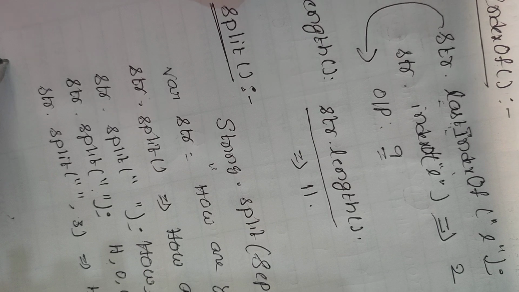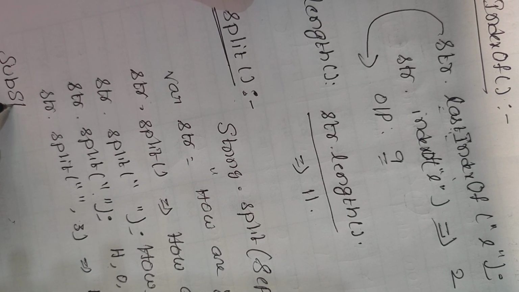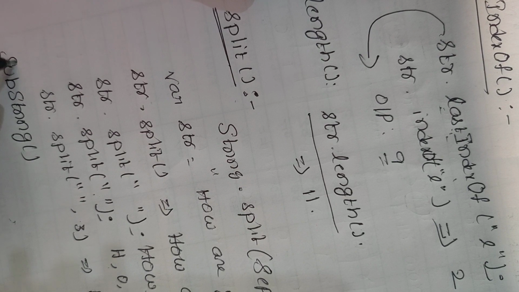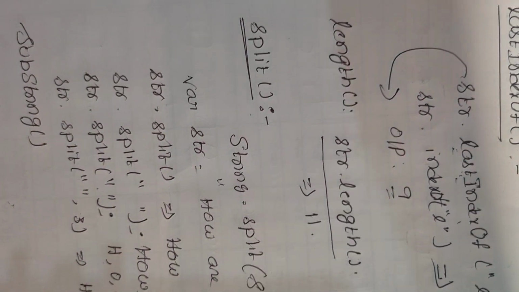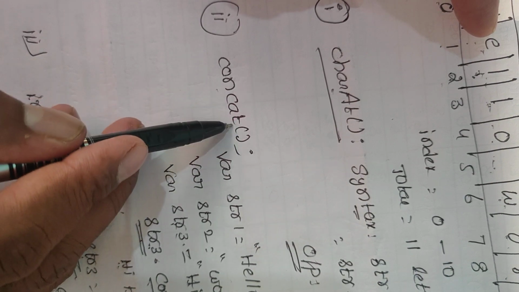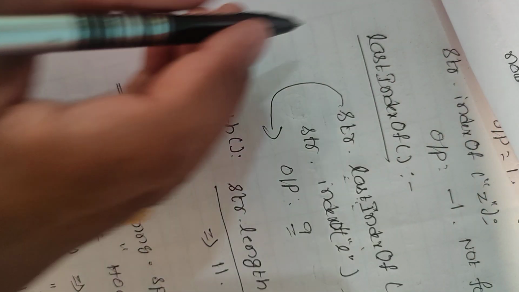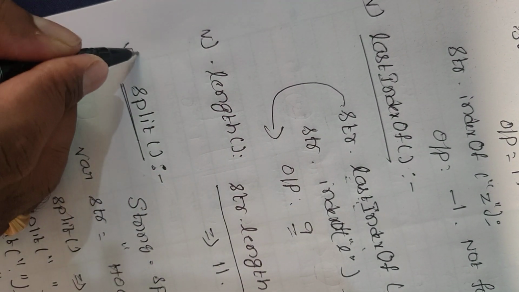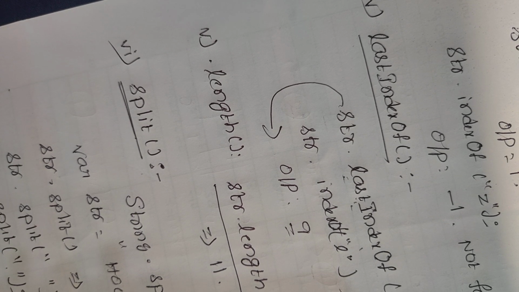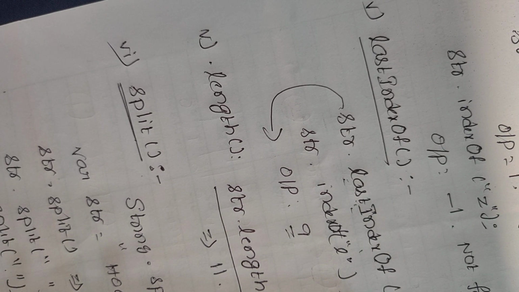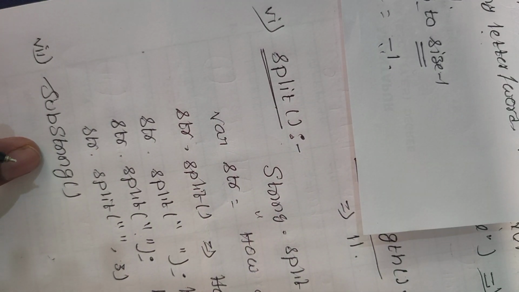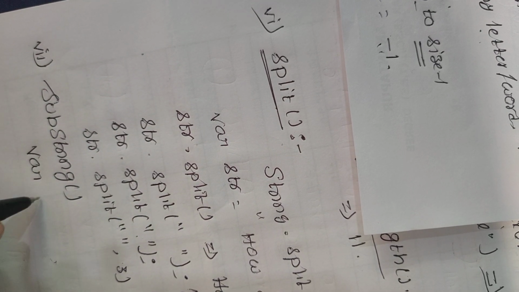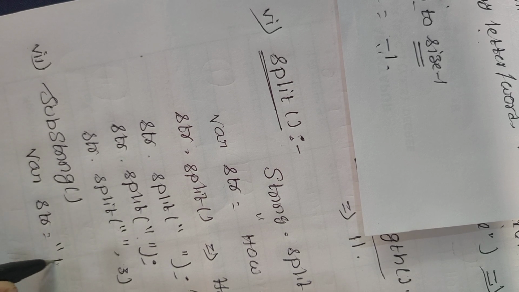The next one is the substring method. Till now what we have discussed: the first one is the caret, second the concatenation, third the indexOf, fourth the lastIndexOf, fifth the length, sixth the split, and seventh the substring. Substring means, if you want a separated substring, we take a simple example, str is equals to hello world.